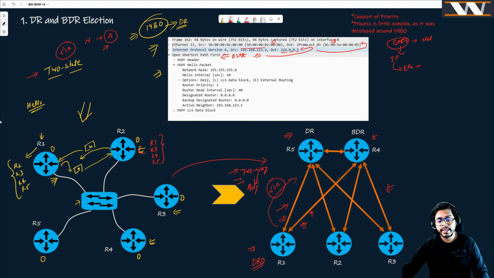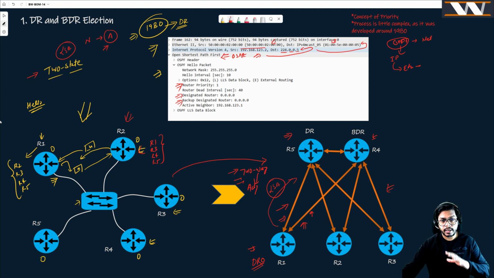But if we go inside and check some of the things in the OSPF hello packet which are relevant to this discussion, they are router priority, designated router and backup designated router. So try to understand, when everybody comes up on this link, they do not have any clue about who is DR and who is BDR. Irrespective of who has generated this hello, maybe R5, R4, R3, anybody, they have no idea where the designated router or backup designated router is.